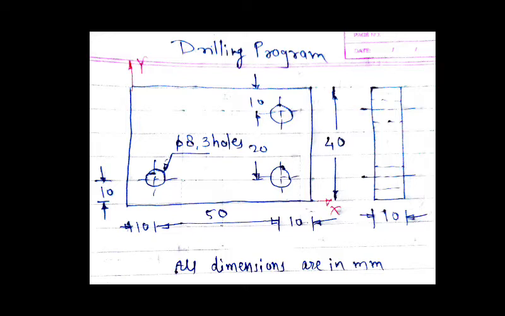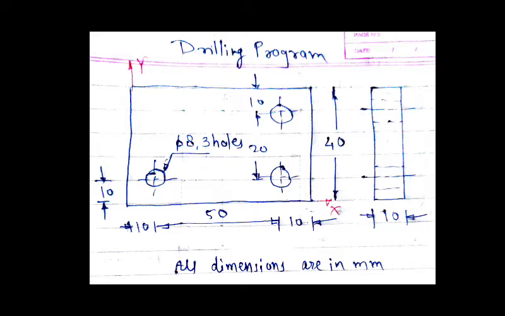In NC machine, a highly skilled operator is required. In CNC machine, a less skilled operator is required. As we have seen, once we feed the program into the CNC machine, we can use a less skilled operator. His only role is to load and unload the workpiece or job. Okay.